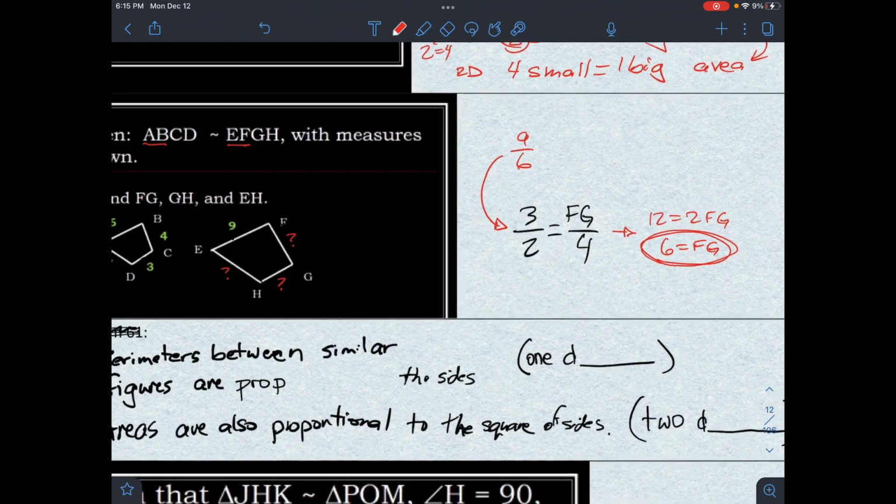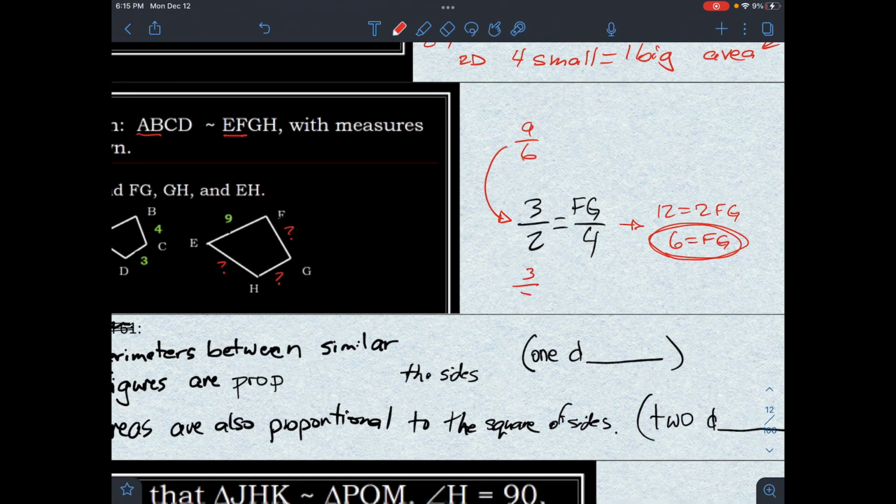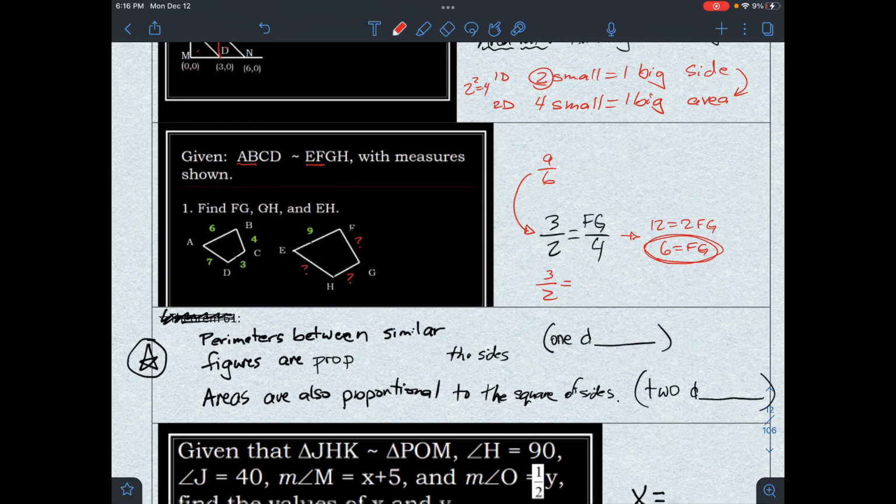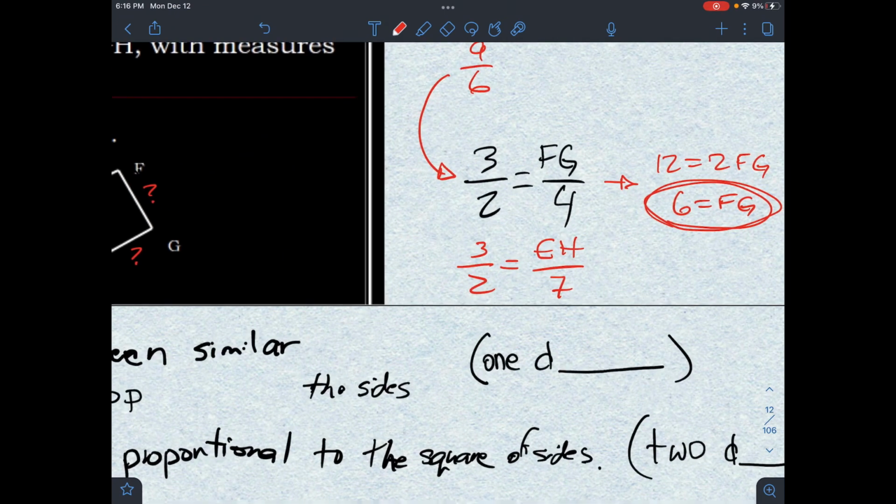And then likewise, we would take 3 is to 2. And we'll do one more here. So EH is to 7. Make sure you set up those ratios appropriately there. That is, you put the EH in the right spot because it's the larger side, so it goes with the 3. All right? Again, 21 is equal to twice EH. So EH would be 21 over 2, aka 10.5.